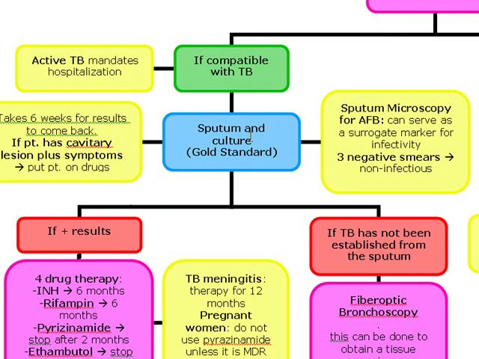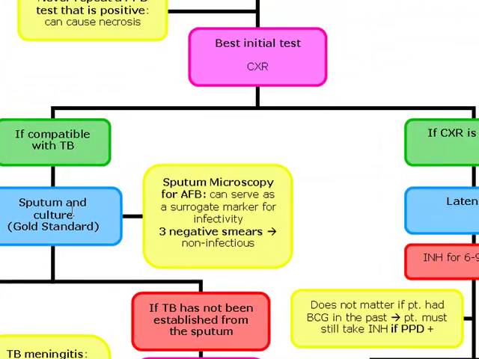So if you have a patient that has cavitary lesions on their chest x-ray plus symptoms, you go straight to drugs. Okay, you don't wait for the results of the sputum culture before you put them on drugs if they have cavitary lesions plus symptoms. Now, the sputum microscopy for AFB, acid-fast bacilli, can actually serve as a surrogate marker for infectivity. Remember that 3 negative smears means the patient is non-infectious. So it takes 3 negative smears before we can actually say this patient is non-infective.